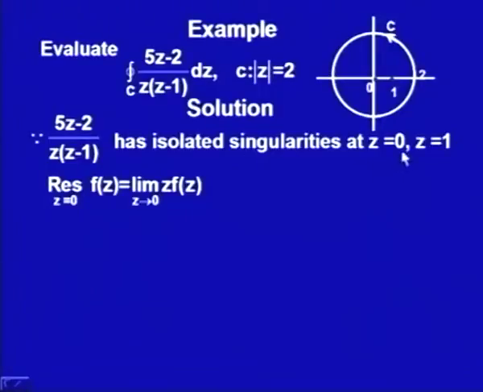First we calculate it at 0. The residue at z equal to 0 of f of z should be the limit as z approaches 0 of (z minus 0), that is z, into f of z. If I multiply z with f of z, I get (5z minus 2) upon (z minus 1). We have to find the limit as z approaches 0 of (5z minus 2) upon (z minus 1). That means evaluate this function at z equal to 0. When z is 0, the numerator is minus 2 and the denominator is minus 1. So the value is 2. So the residue at z equal to 0 is 2.